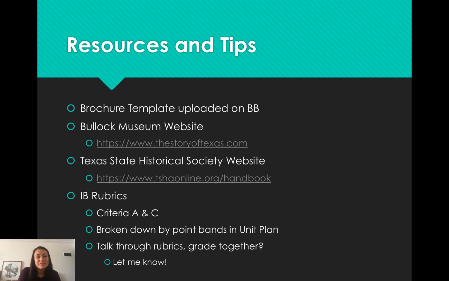And then your other resource really is those IB rubrics. You'll find those in the unit plan. This project is going to cover criteria A, which is knowing and understanding, and criteria C, which is communicating. They're broken down by point bands on the unit plan, so you can see exactly what a student needs to do to get a certain number of points. Lowest is 0, which means not turned in or plagiarized, and the highest is an 8, which is a pretty awesome project.